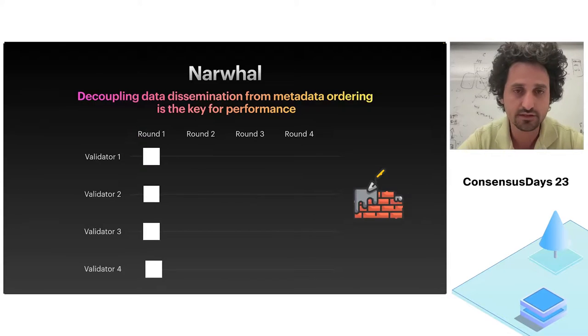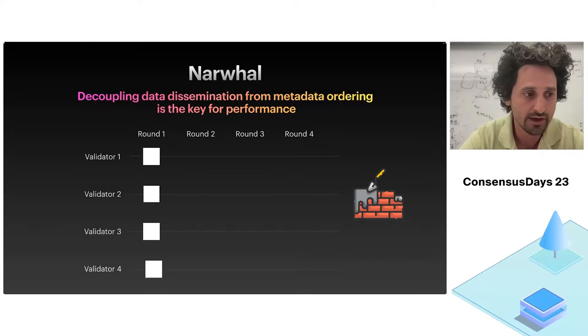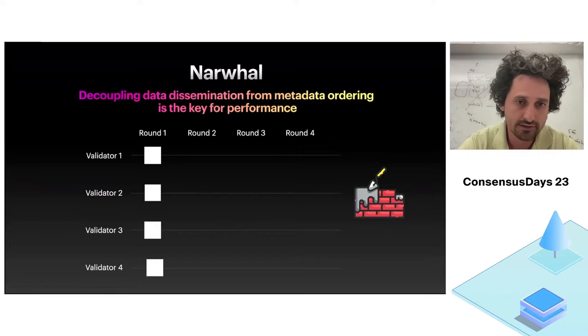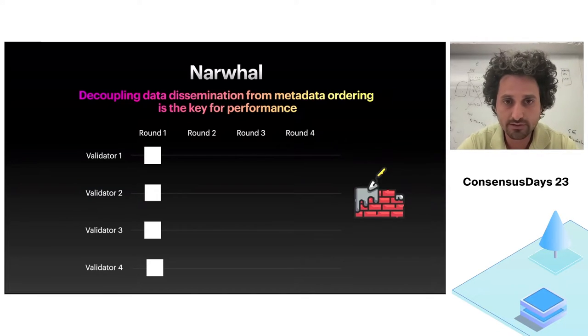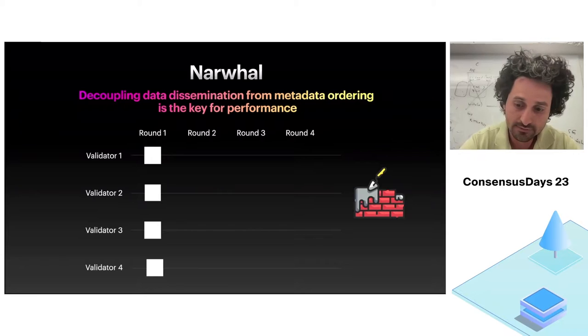So the two key observations from Narwhal are the following. First, in order to scale consensus, we need to decouple data dissemination from metadata, meaning that data dissemination can be done in parallel, completely orthogonal to the consensus engine. And in the consensus engine, we can just order small metadata, which will scale any consensus.